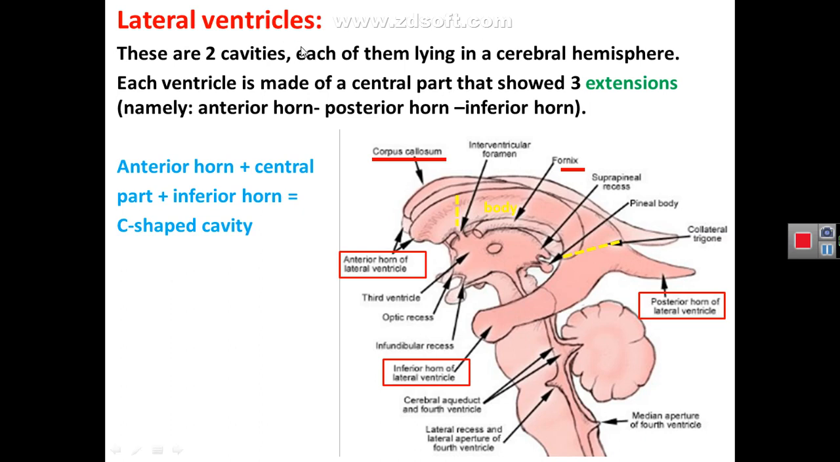This is a presentation for the ventricles of the brain. Starting with the lateral ventricles. The lateral ventricles are bilateral cavities, each of them lying inside a cerebral hemisphere.